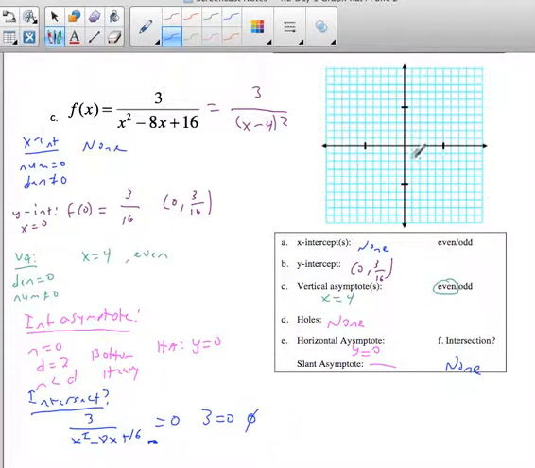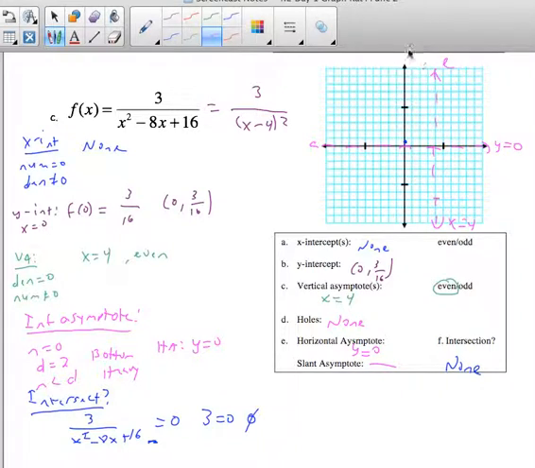To graph our function, we're going to put on any points we know. There are no x-intercepts. We do have a y-intercept at (0, 3/16), so I'll plot that in the graph. And we'll put on our asymptotes. So we have a vertical asymptote at x equals 4. So I'll sketch that in using a dashed line. So x equals 4. I'll put a little e at the top to denote that it has even multiplicity. We have no holes, and we have our horizontal asymptote, which I will put in at y equals 0.